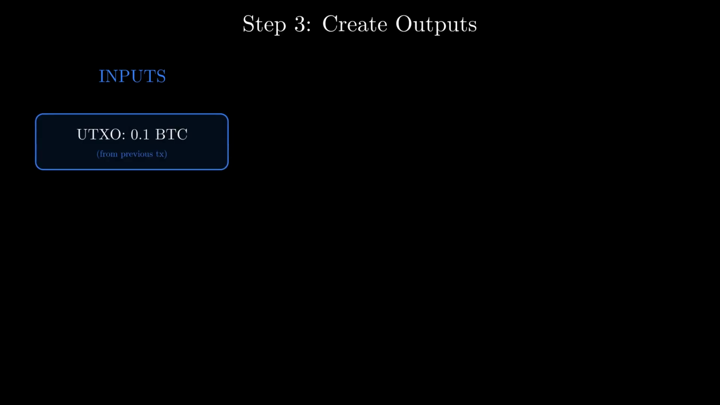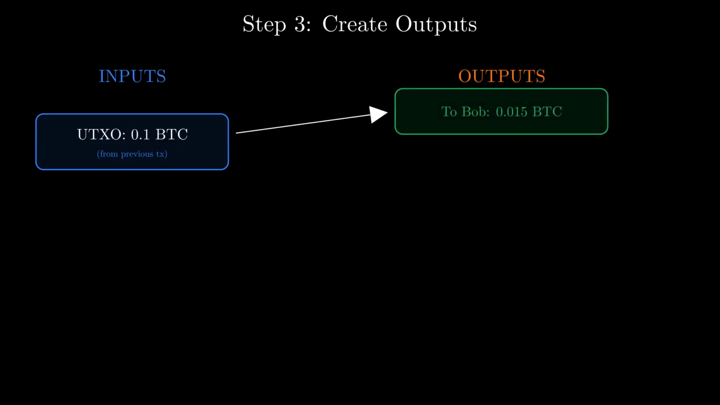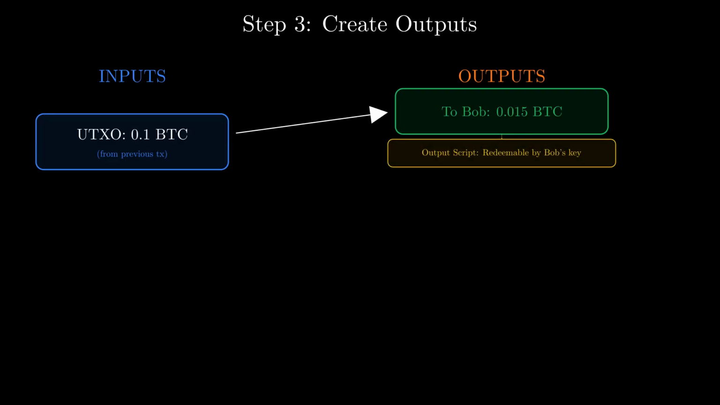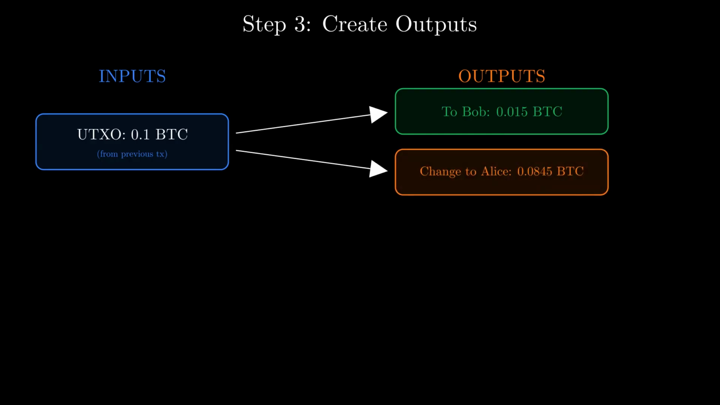Step 3, create outputs. With the 0.1 Bitcoin UTXO as input, the wallet creates 2 outputs. Output 1, 0.015 Bitcoin to Bob. Attached to this output is an output script, a small program that defines who can spend these funds. It essentially reads, this output is paid to whoever can present a signature from the key corresponding to Bob's public address. Only Bob's private key can produce that signature.